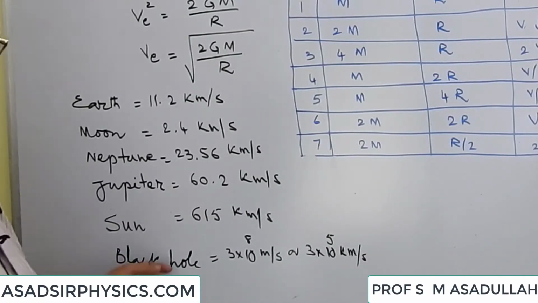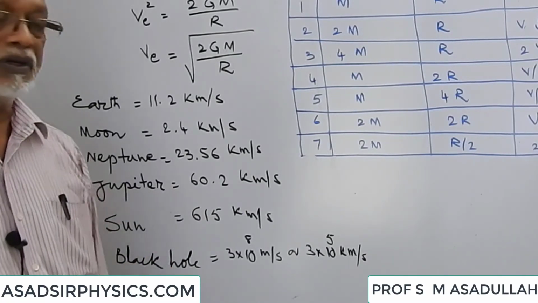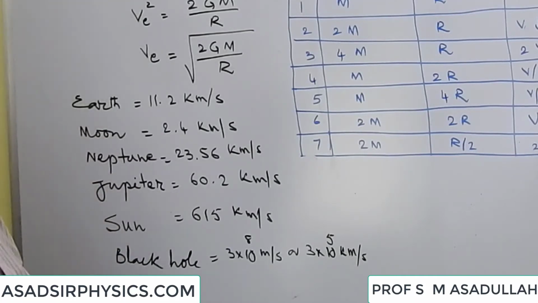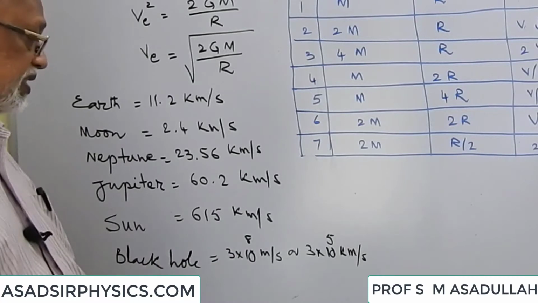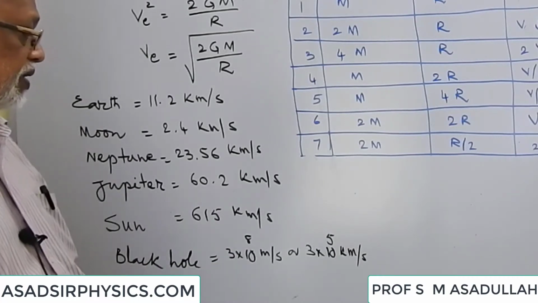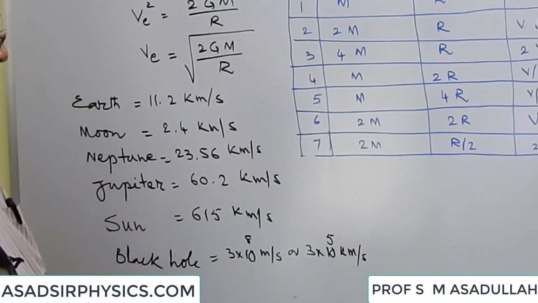We know that a dead star is also called a black hole. On a black hole, the escape velocity is equal to the velocity of light, that is 3 into 10 to the power of 8 meters per second, or 3 into 10 to the power of 5 kilometers per second.